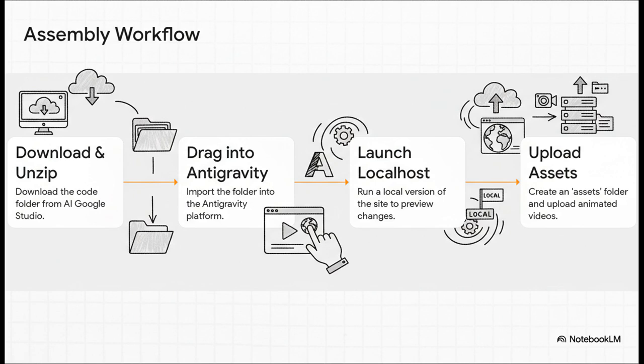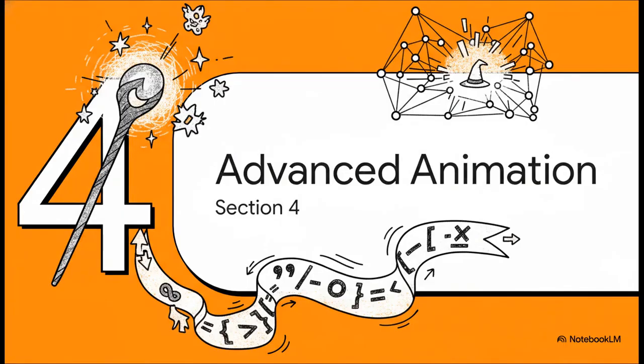You'd think this part would be complicated, but the workflow is actually surprisingly simple. First, we just download the code folder from AI Google Studio. Then we literally drag and drop that folder right into Antigravity. From there, we can instantly launch a local version to see our work in real time. And finally, we just create a little assets folder to upload and organize all our animated videos. Easy.